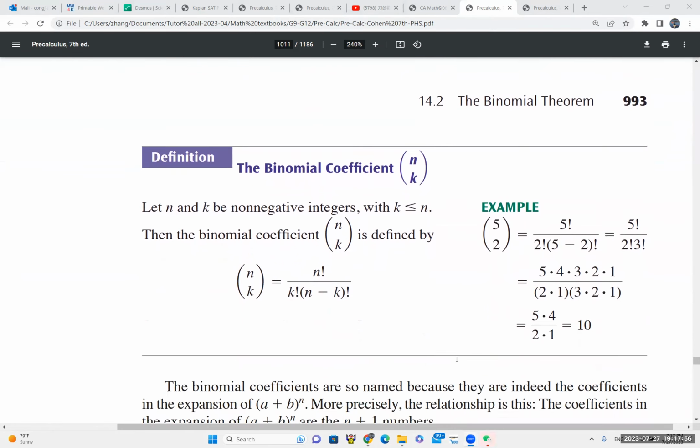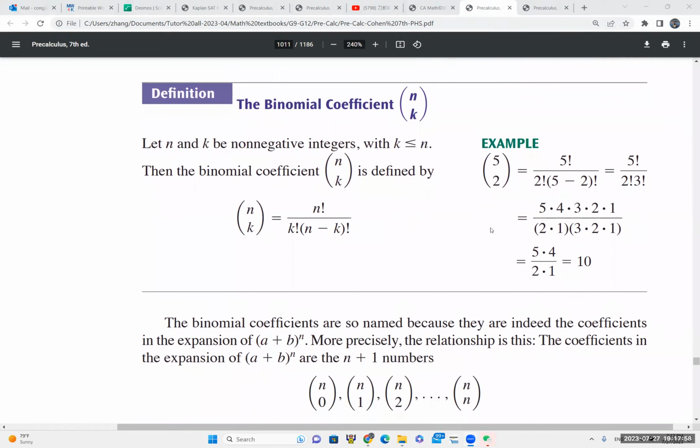Okay, now let's talk about the binomial coefficient. Let n and k be non-negative integers. It is defined as n factorial over the product of k factorial and n minus k factorial, right? Do you have an idea why the expression is in this way?